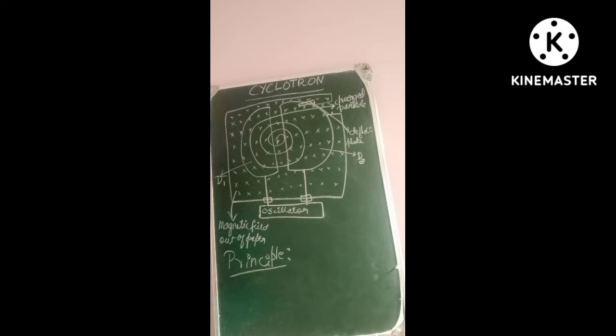Then you have to write the construction. In the construction you have to write that a source which contains positive ions or positively charged particles is placed at the center P. The particle moves inside the semicircular disc metal containers.